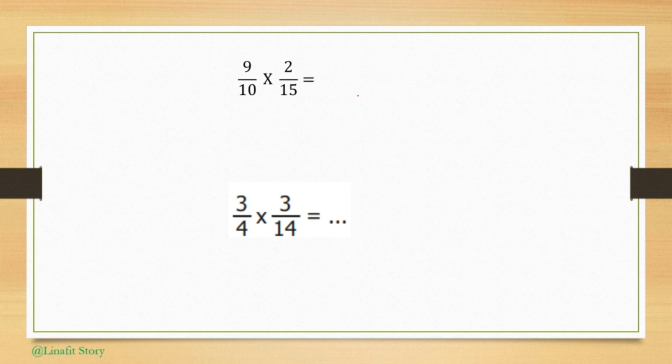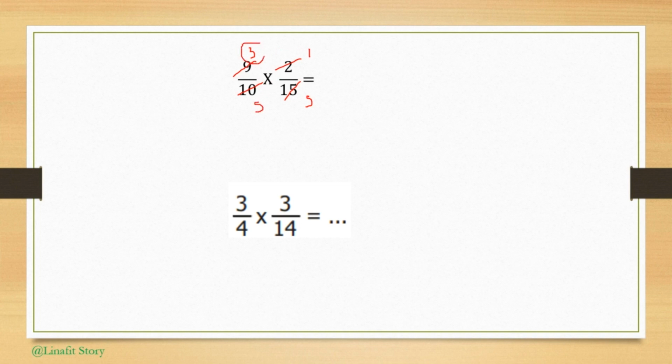Next, how about 9 out of 10 times 2 out of 15? So first here, 9 and 15 both are divisible by 3. So 9 divided by 3 equals 3. 15 divided by 3 equals 5. Next, how about 2 and 10? 2 and 10 both are divisible by 2. So 2 divided by 2 equals 1. 10 divided by 2 equals 5.